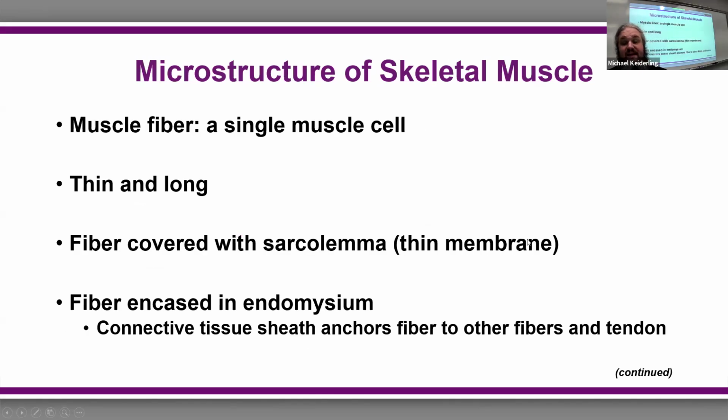Now, skeletal muscle is made of a bunch of muscle fibers, which are single muscle cells. Each fiber is very thin and long and is covered with a thin membrane called the sarcolemma. And then it is encased in endomysium, which is a connective tissue sheath that anchors fibers to other fibers and to the tendons at the ends of the muscles.